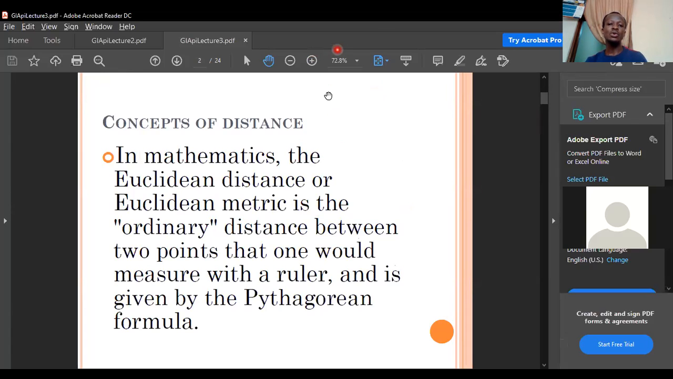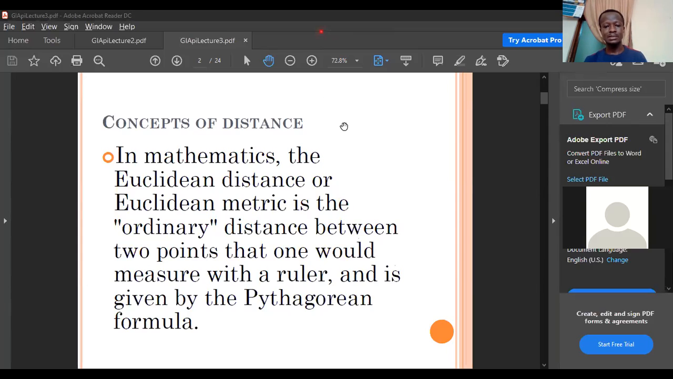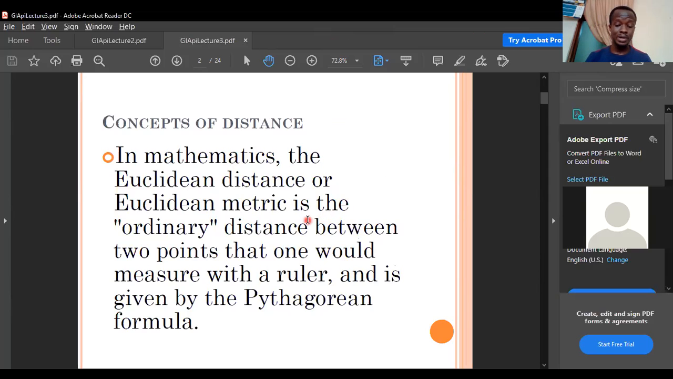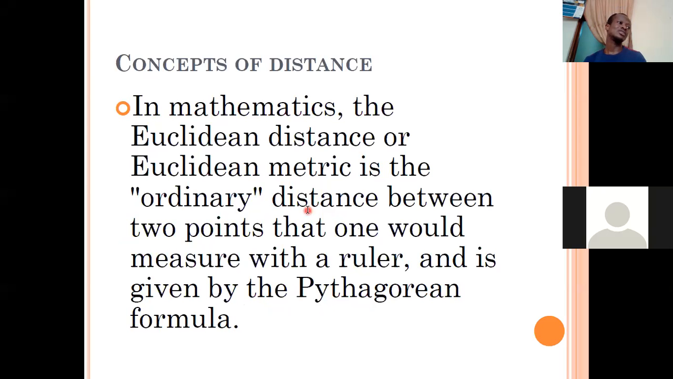Distance, I think we all know what distance is, but the distance that surveyors refer to is actually the Euclidean distance. Is that okay? Yes, on the screen. It is the Euclidean distance. So there are other distances. And so in GIS, we want you to be aware that we just can't say the distance from here to here. What kind of distance are you talking about? So the Euclidean metric or the Euclidean distance is the ordinary distance between 2 points that one will measure with a ruler.